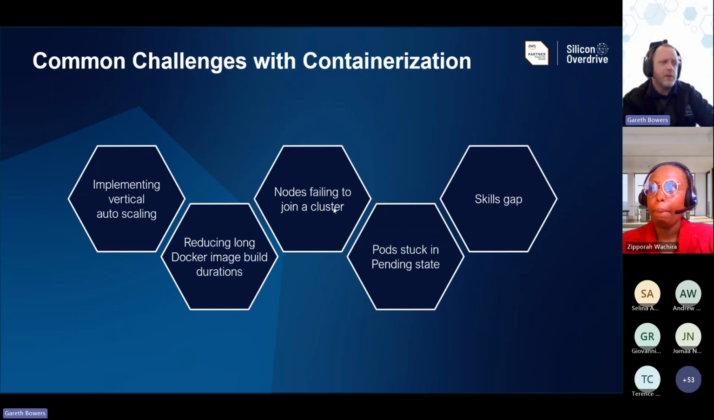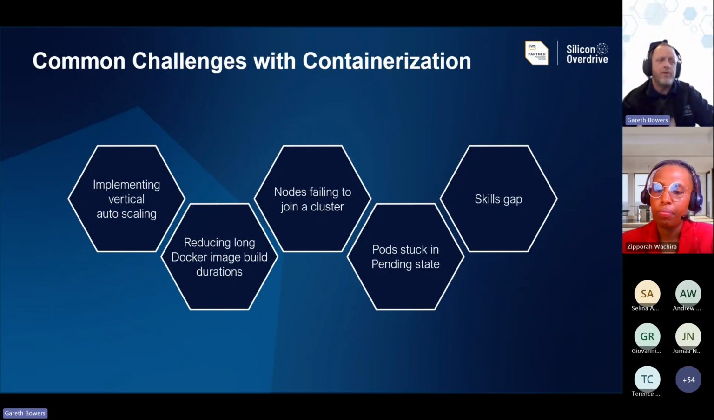The other sort of things that you often will see issues with at some point is nodes failing to join a cluster, pods stuck in pending state, general kind of things that just, it's harder. You can't just SSH onto the box, or you can't just kind of do certain things. You often need to go in through kubectl for Kubernetes and things like that.